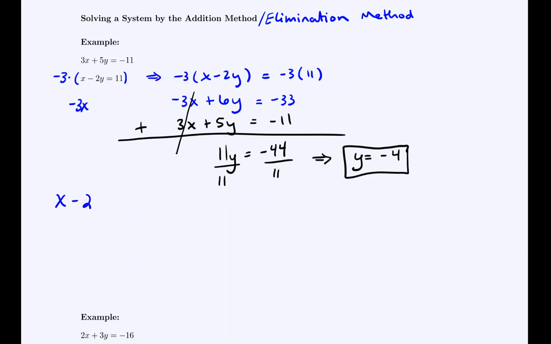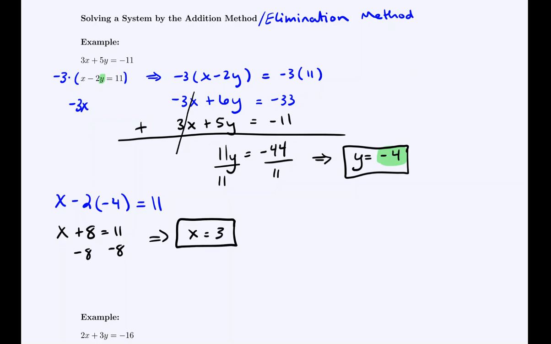x minus 2 times y, which takes on the value negative 4, equals 11. Negative times negative would become x plus 8 equals 11. Subtract 8 from both sides, and we get that x should take on the value 3. Now this would give us the point 3 comma negative 4, which means the lines meet at one point as our solution. And as always, we can check our work.